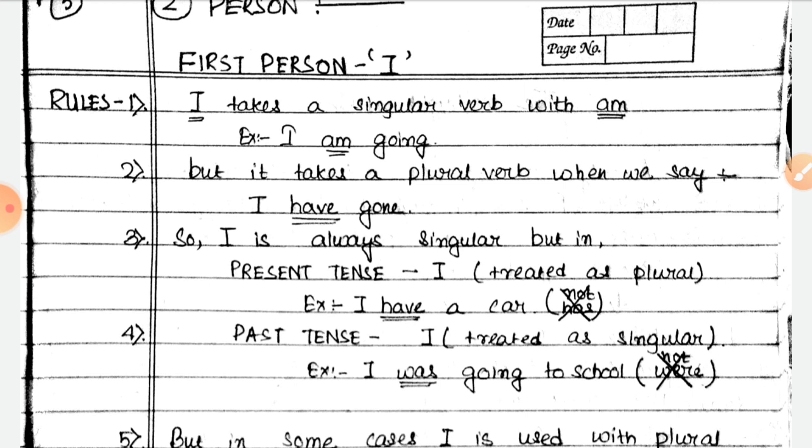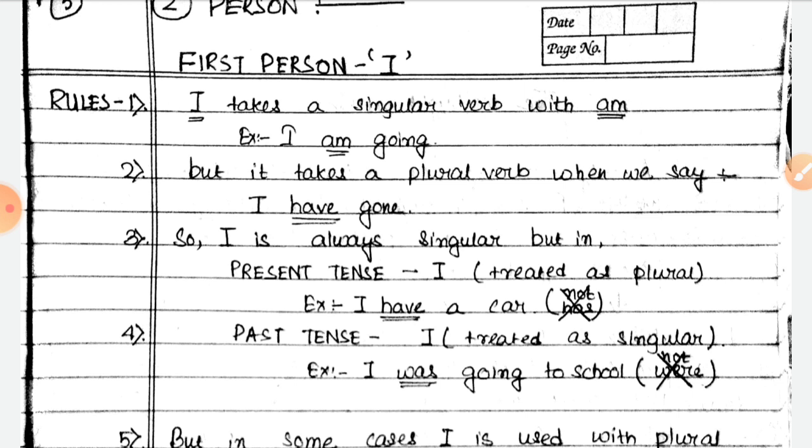Firstly, present tense. When it is in present tense, then I have a car. It will be treated as plural. But in past tense, it will take a singular verb. I was going to school. "I were going to school" nahi hota hai. So it will always be I was going to school. I will never take a plural verb when it is in past tense, and I will never take a singular verb when it is in present tense. So in present tense, I will take a plural verb, and when I is in past tense, it will take a singular verb.